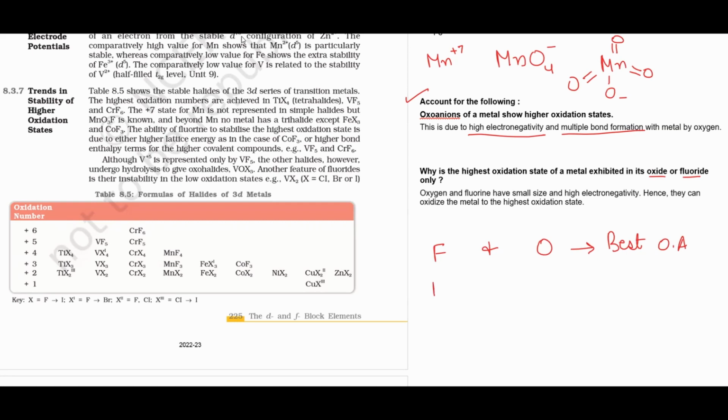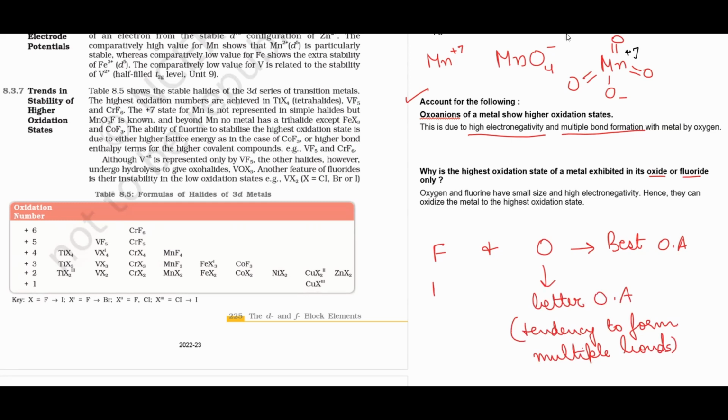But out of fluorine and oxygen, oxygen is a still better oxidizing agent to keep the transition metals in their highest oxidation states. What about its tendency to form multiple bonds? The same oxidation state is satisfied with a smaller number of atoms.